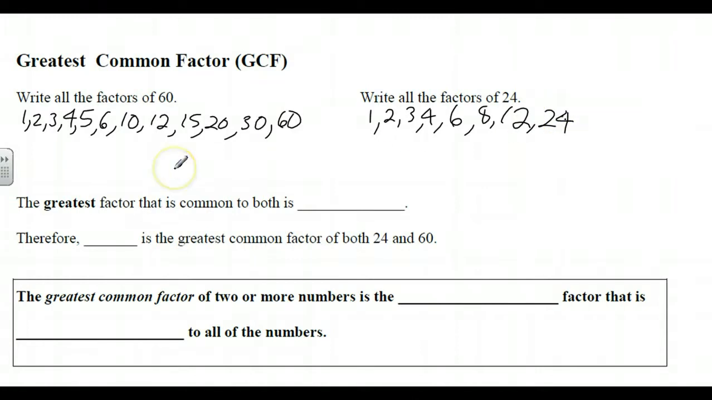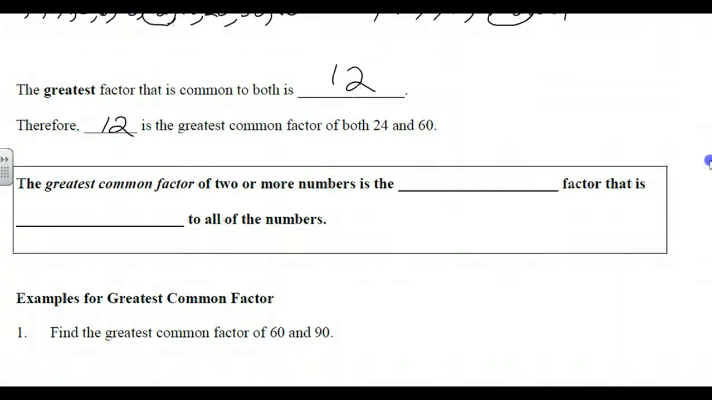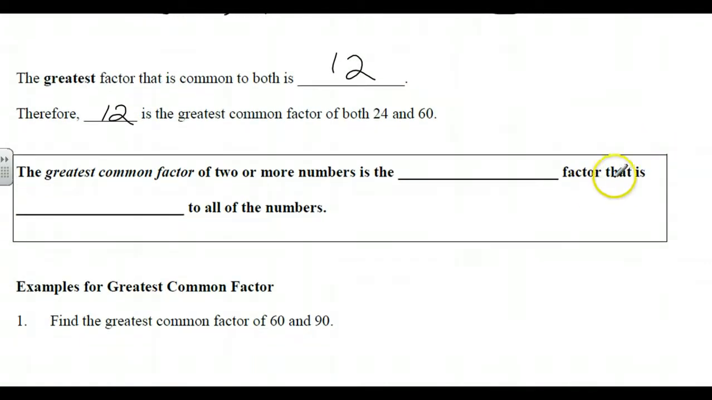The greatest factor that is common to both. So what's common? 1, 2, 3, 4, 6, 8. But we're looking for the greatest one. So let's start at this end. 24. Not over there. 12. Yes, it is. So the greatest common factor is 12. Therefore, 12 is the greatest common factor, right? The one that's common to both and is a factor, divides evenly in. The greatest common factor of 2 or more numbers is the largest factor that is common to all numbers.